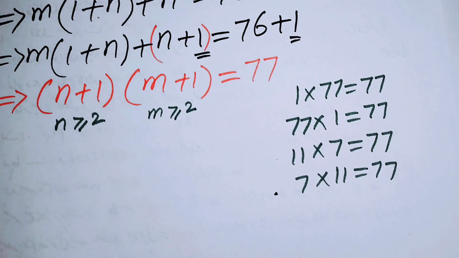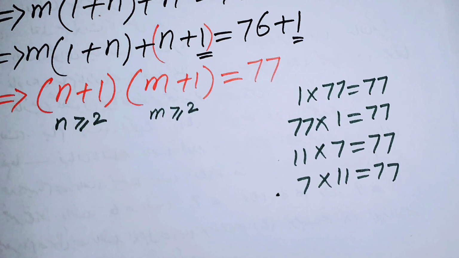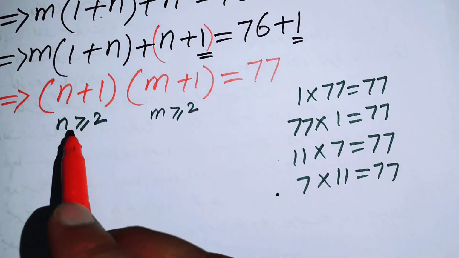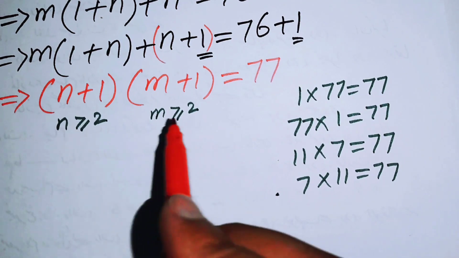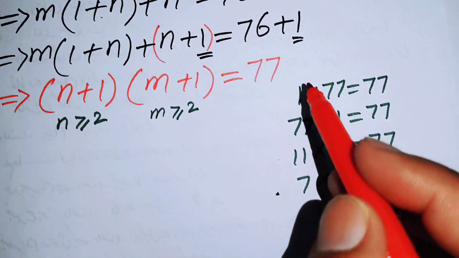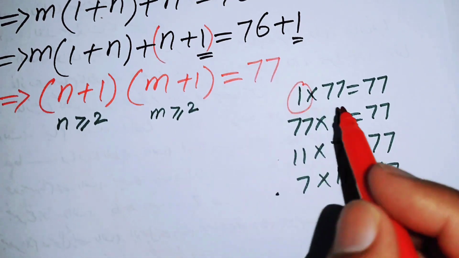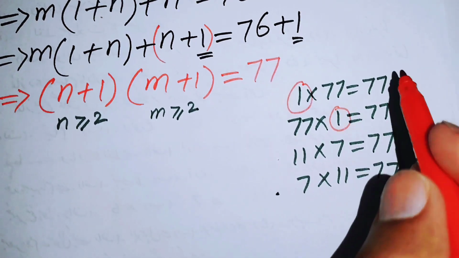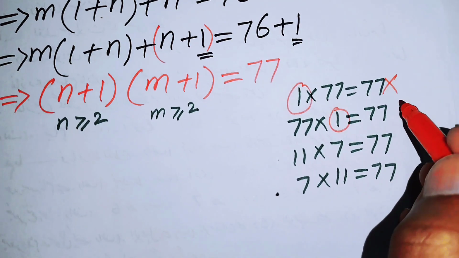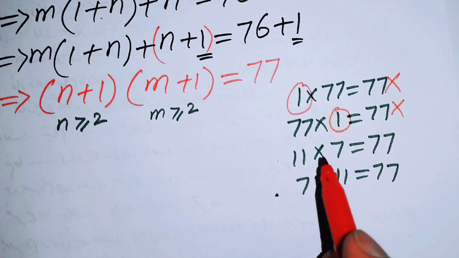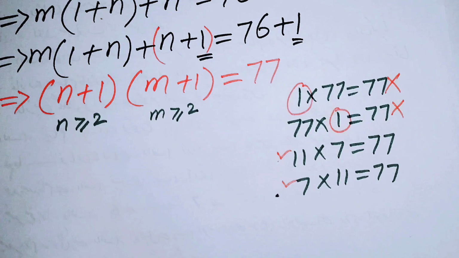So we have these four possibilities. If you focus on the first two possibilities, you see that we need n plus 1 and m plus 1 to be greater than or equal to 2. Here this is 1, which is not greater than or equal to 2, and here this is also not greater than or equal to 2, so we cannot use these two factors. Here both integers are greater than or equal to 2, so we can use these two cases.